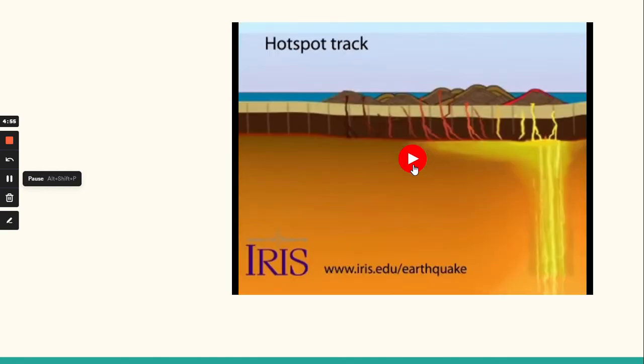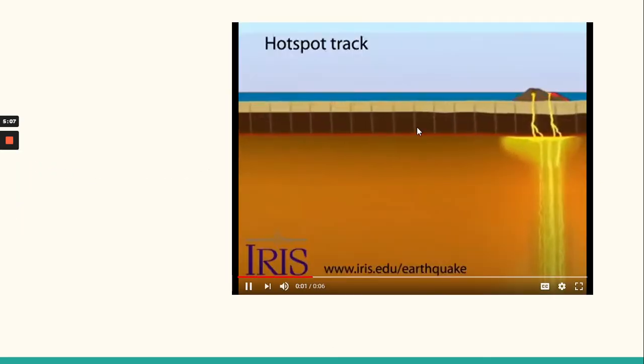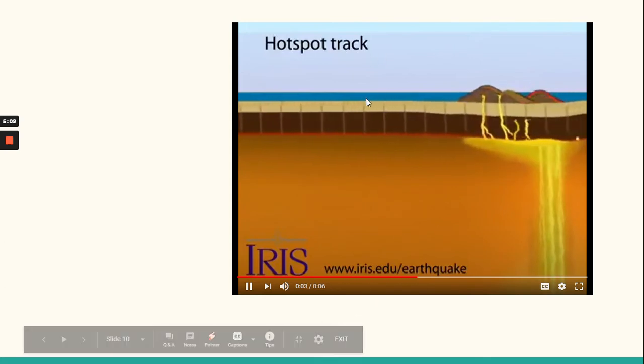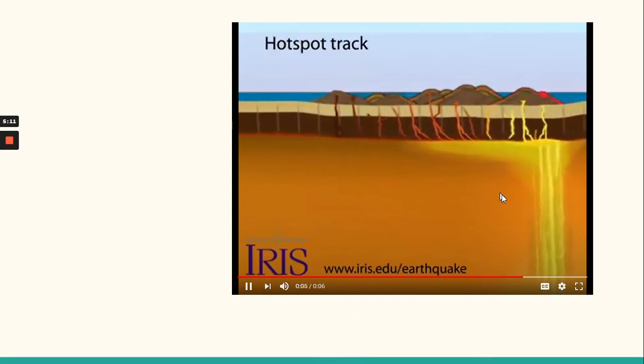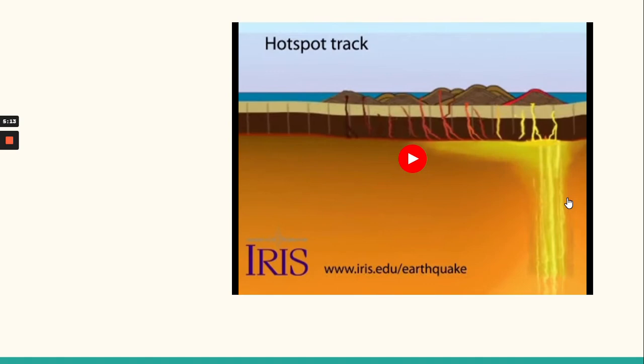I'm going to show you a little bit of an embedded video here that shows how the mantle hotspot works. Okay, so you can see at the top here the plate is moving, but the hotspot is remaining stationary. So I'm going to play this one more time. Take a look at the hotspot.